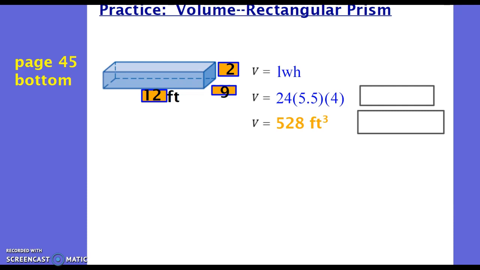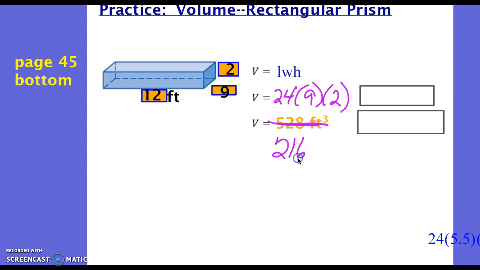Then we substitute those numbers in. Volume is 24 times, whoops, I got the wrong thing here. This should be times 9 times 2. Let me take a minute and fix that. 24 times 9 times 2, and the answer is 216 cubic feet. So that's how you do that problem there.